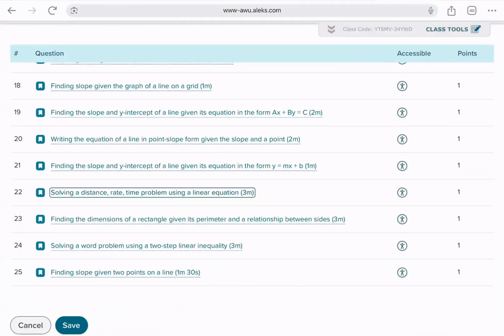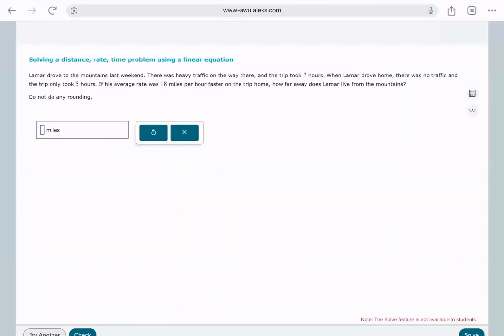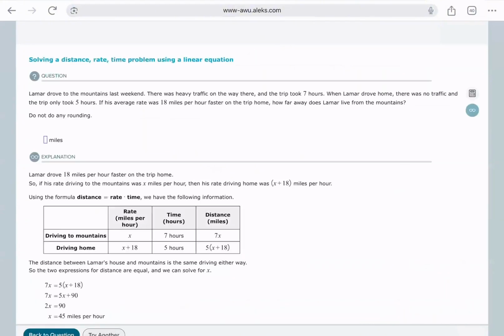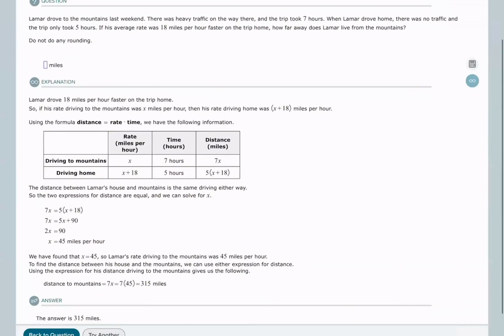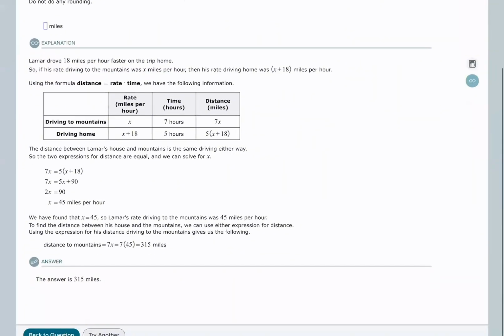Solving distance, rate, and time. That one's a little bit involved. So again, I would practice one. It's pretty straightforward, but making that table sometimes can be a little bit much.